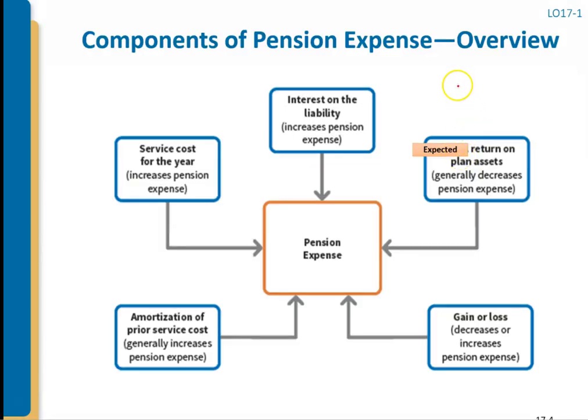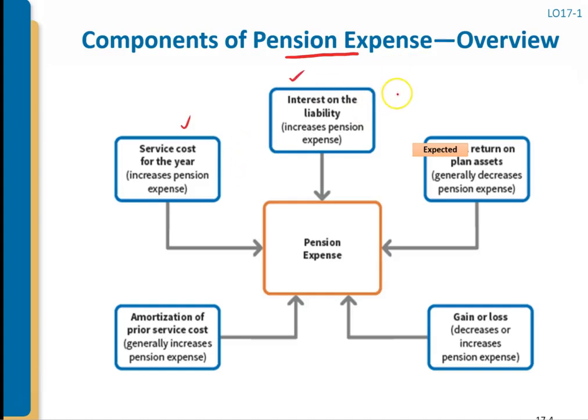So when we record items to the plan assets or the projected benefit obligation, when we do the journal entry, one of the components of the journal entry will be pension expense. There are other components, but we're going to focus on pension expense in this video. There are 5 main components of pension expense. Number 1 is the service cost for the year.